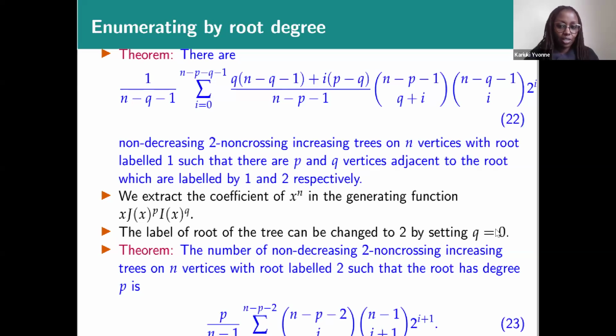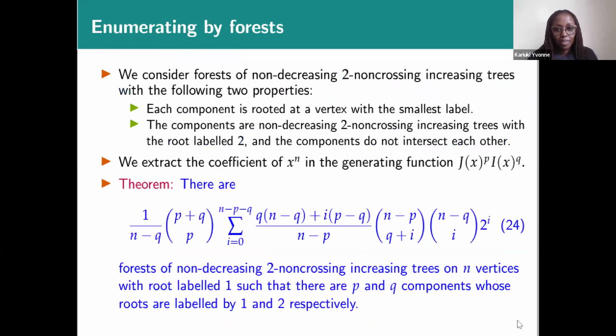So in getting the generating function, we'll have the root, P of those labeled 1, and Q of those labeled 2. You just do the same, apply the Lagrange inversion formula, and you obtain the result, which is equation 22. When you have the root labeled 2, that means all the children are labeled 1. So the value of Q will be 0 here. So we are just going to have X and JX of P, meaning the root will have degree P. Again, do the same manipulation and obtain equation 23.